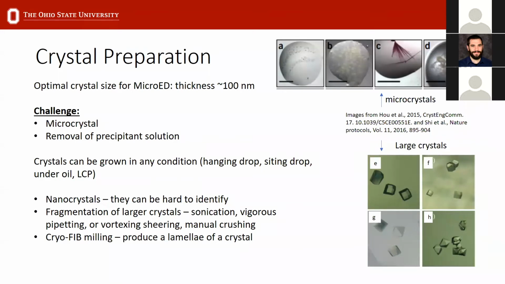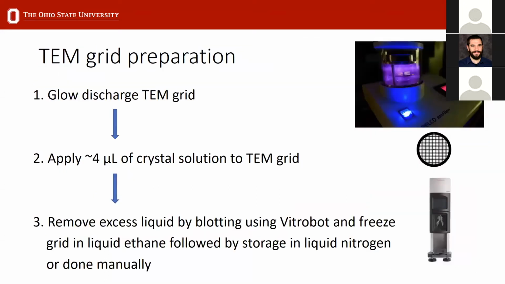You can essentially use a gallium ion beam to machine your crystal down to the size that you would like. So it gives you the opportunity to remove precipitant solution that you could not remove by blotting, and you can machine your crystal to the right size. But again, this is an emerging technique, and so it's in its infancy right now. To summarize this, you can grow your crystals in any condition: hanging drop, sitting drop, under oil, LCP, essentially whatever you want. But that brings you to the next challenge, which is the TEM grid preparation.